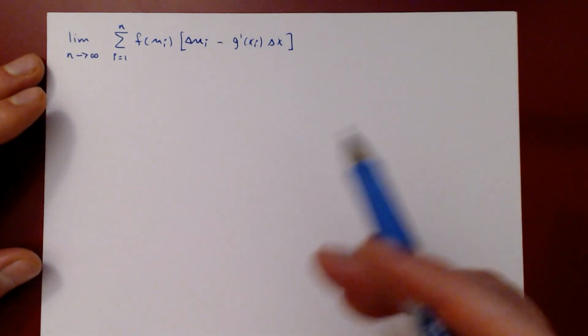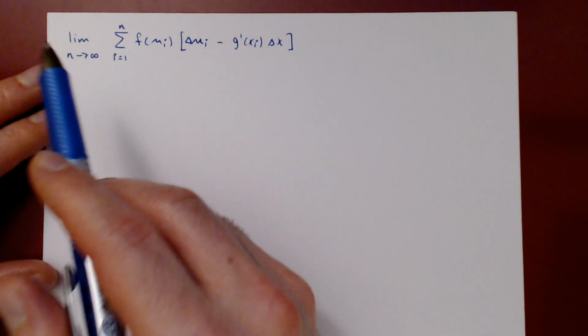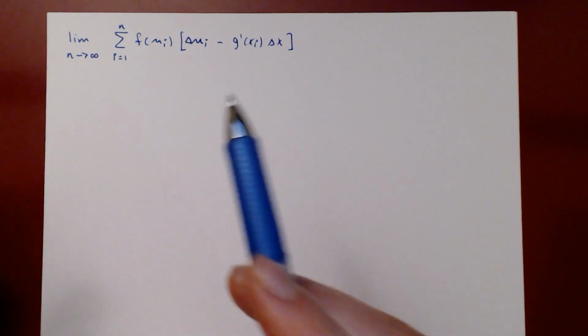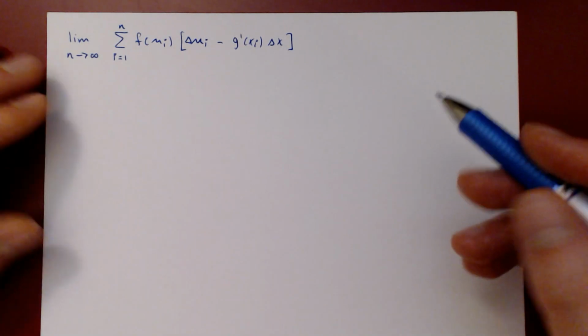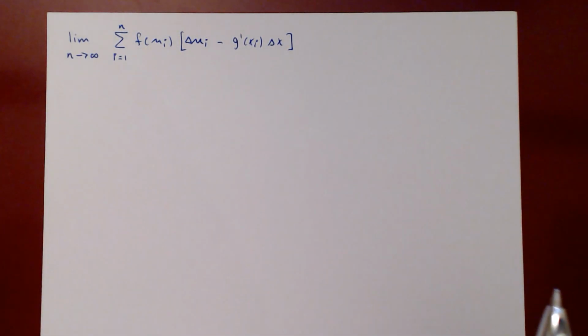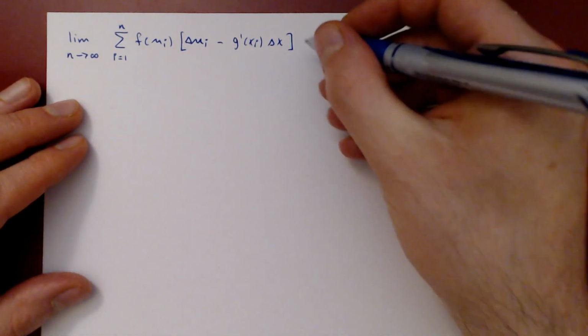Okay, so recall that in the previous video, we stopped with the following expression, and our goal was to show that the limit of this summation was actually equal to 0, proving that both the original integral and the new one are actually equal.